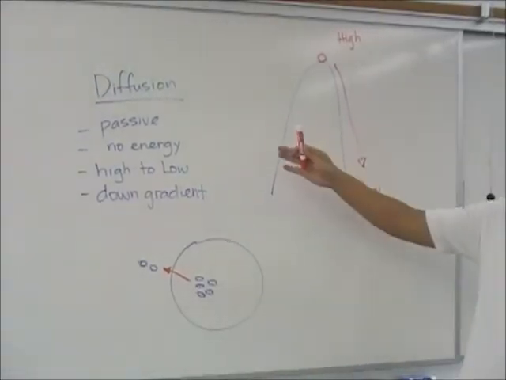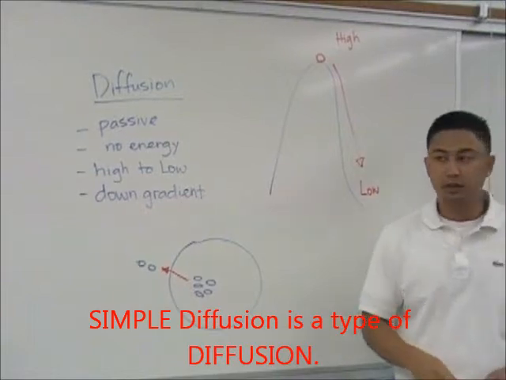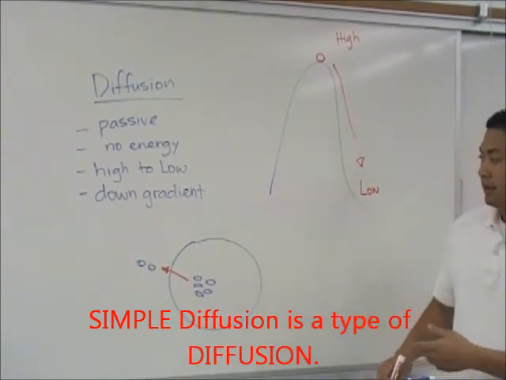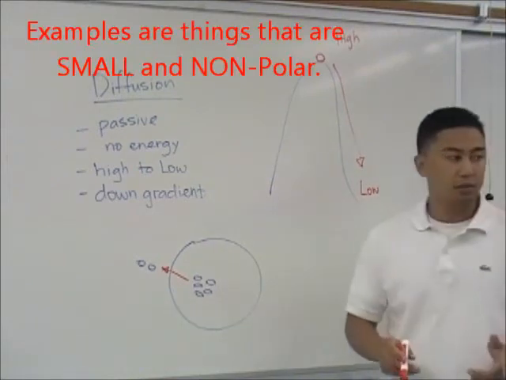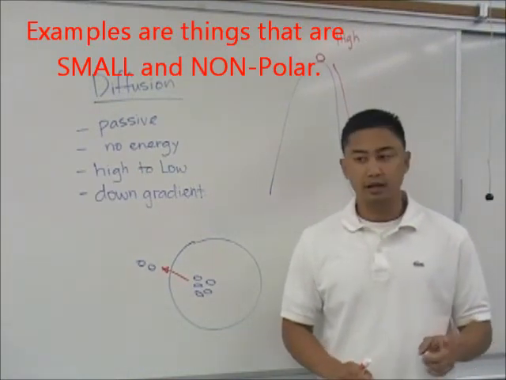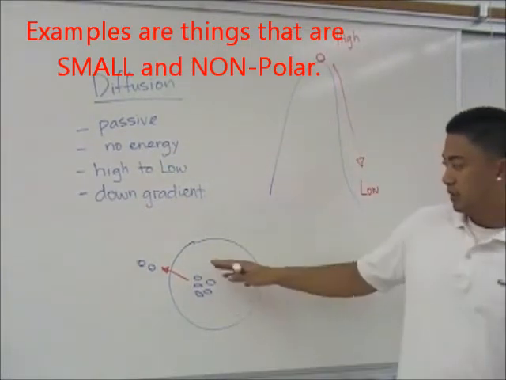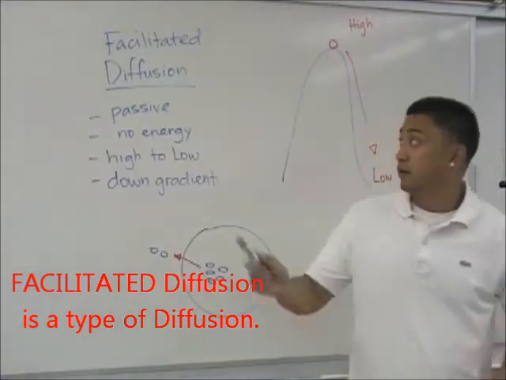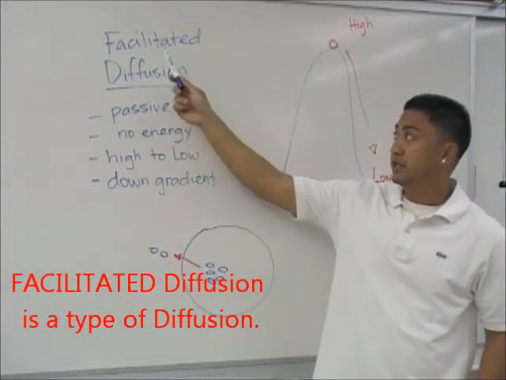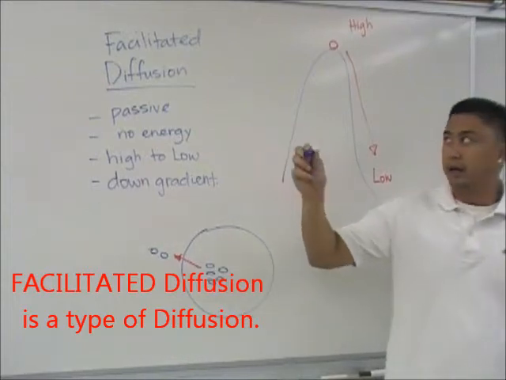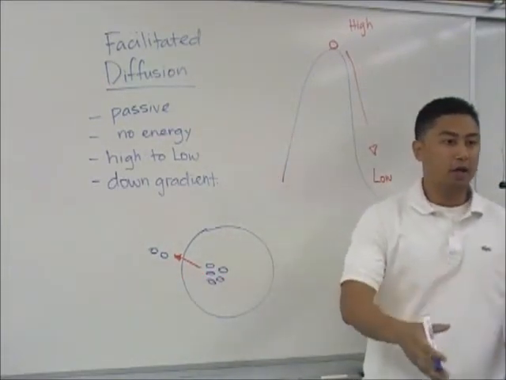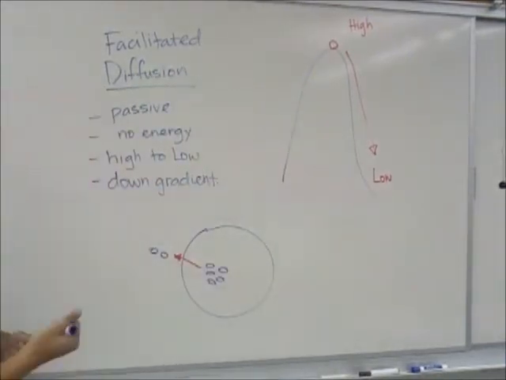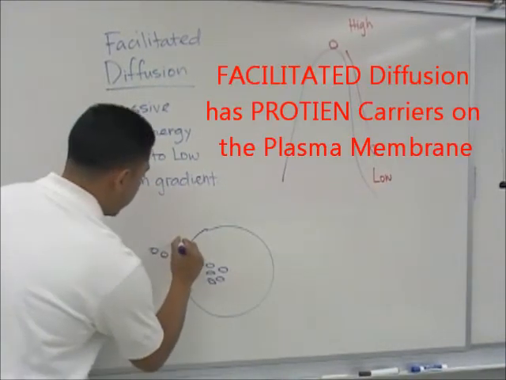So with diffusion, especially simple diffusion, there are certain molecules that can go in and outside the cell, such as things that are small and nonpolar. Remember that. Small and nonpolar. Okay, for simple diffusion. So a subcategory of diffusion is facilitated diffusion. The word facilitated means that it has a helper. What is an example of a type of helper? Well, that would be the protein carrier.